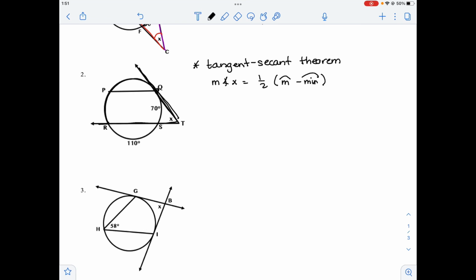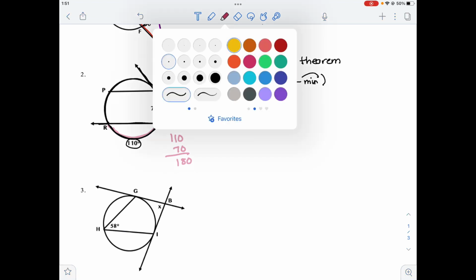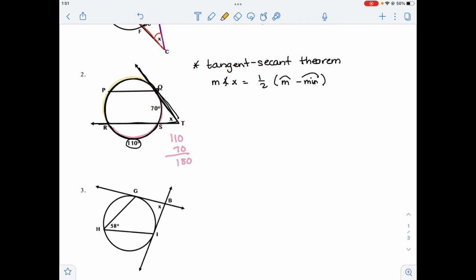Well, if we know that a whole circle is 360, and we already have down here this 110, so from here to here is 110, and we know that from here to here is 70, that means 110 plus 70 gives us 180, and the whole circle is 360. Well, then we know from here, let's do another color, from here to here is 180. So now we know the major.